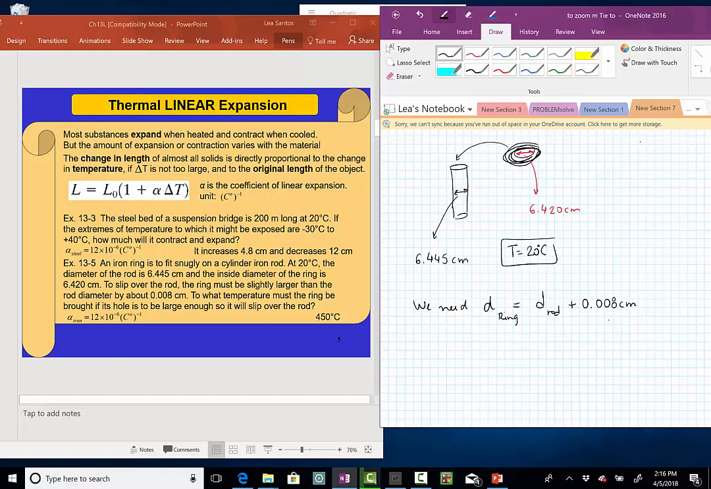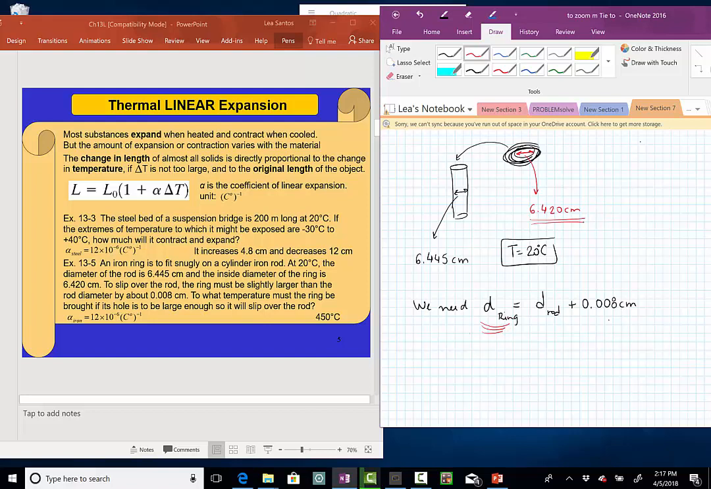Okay, well, how can I do that? How can I make sure the diameter of the ring becomes larger than what it is originally? Well, what I have to do is heat it up. So this is really what people do in companies, what engineers and technicians do when constructing different objects, pieces of cars, for example. Okay, so the question is now, to what temperature must the ring be brought if its hole is to be large enough so it will slip over the rod?